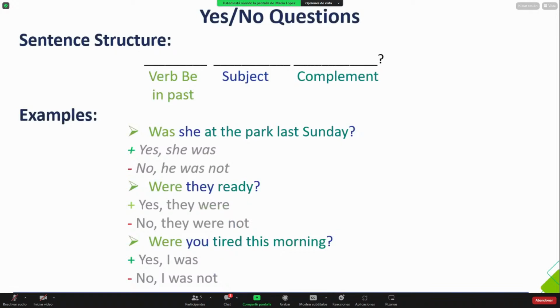Okay. Yes, no questions in simple past with verb be or verb to be. In this case, the verb to be switches to the beginning of the sentence. Cambia al inicio de la oración. So we have the verb in past at the beginning, then the subject, and then the complement.